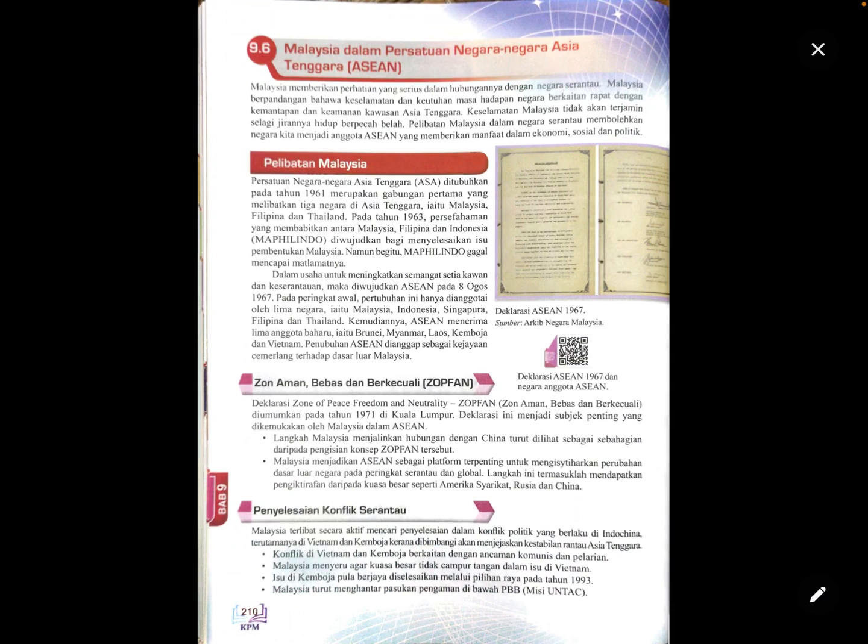So next is Malaysia and ASEAN. Before ASEAN, there was ASA. ASA comprised of Malaysia, Philippines, and Thailand. And then after that, there was also Mafilindo, which is Malaysia, Philippines, and Indonesia.